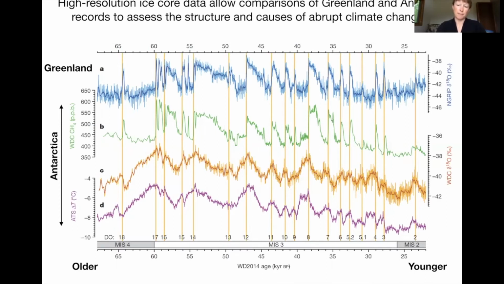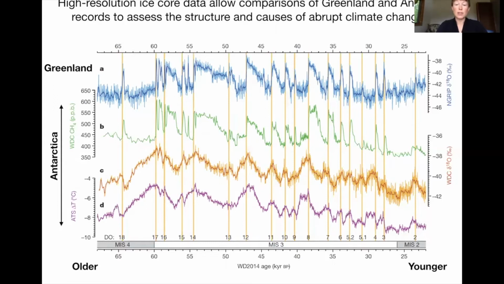And then the next one down is showing, and all three of the lower records are showing data from Antarctica. The green record is methane concentration, all right, from an ice core that I worked on during my PhD, the Waste Divide ice core. The orange record below that is the Delta 18O, or temperature proxy record from the same ice core. And then in purple, the bottom record is showing this Antarctic temperature stack. So it's basically an average of different ice core data showing regional temperature patterns in Antarctica.